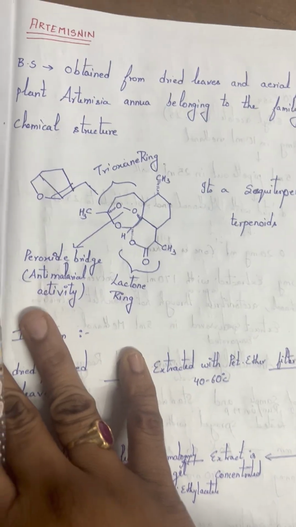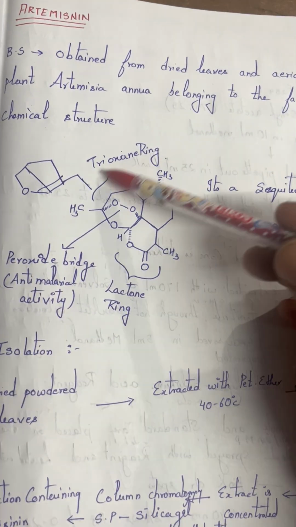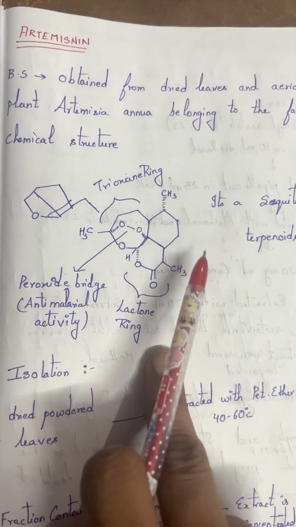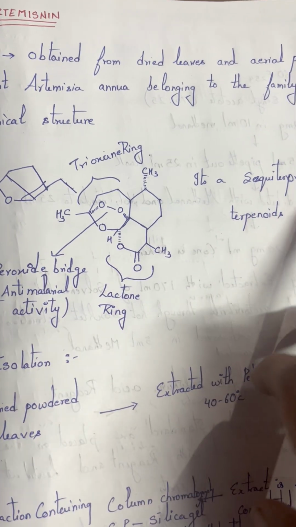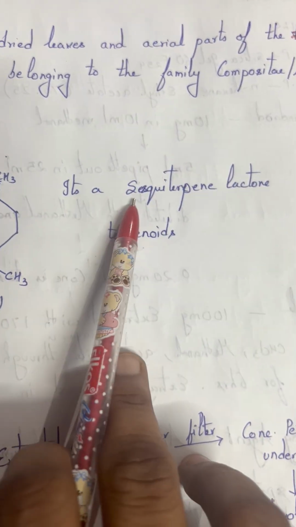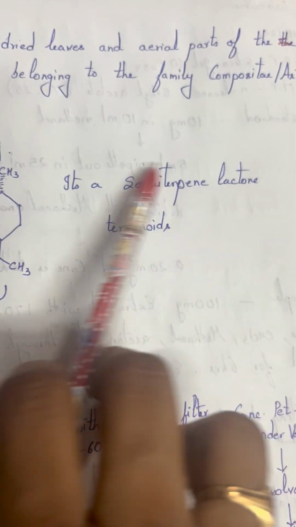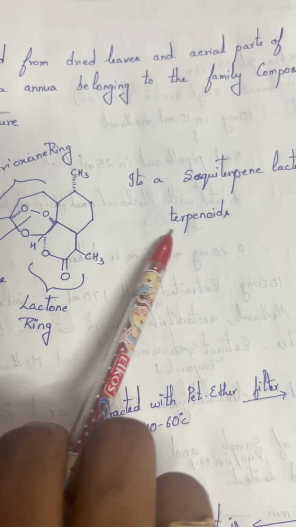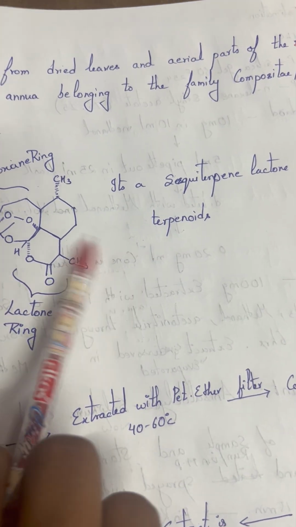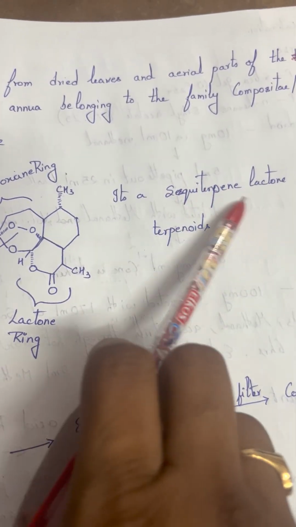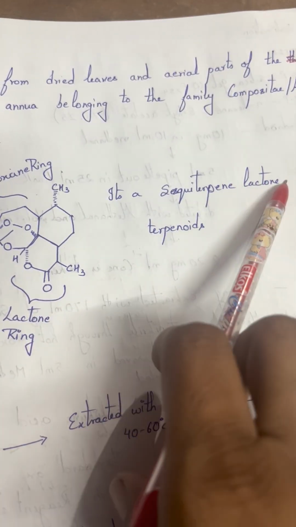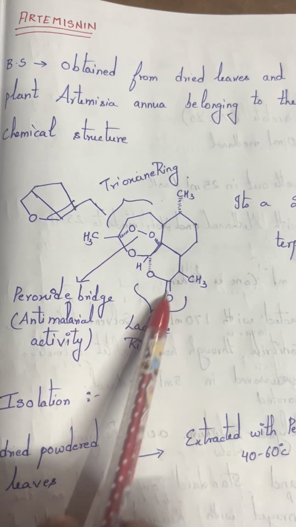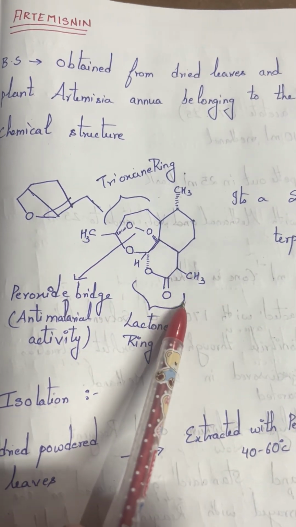Coming to the chemical structure, this is the chemical structure of artemisinin. It is a sesquiterpene lactone. Sesquiterpenes mainly belong to the terpenoids group. In terpenoids, we have seen the classifications like monoterpenes, diterpenes, triterpenes, sesquiterpenes, right? So it belongs to the terpenoids group, and it also has a lactone ring. Here, when we see the structure of artemisinin, this is the lactone ring attached.